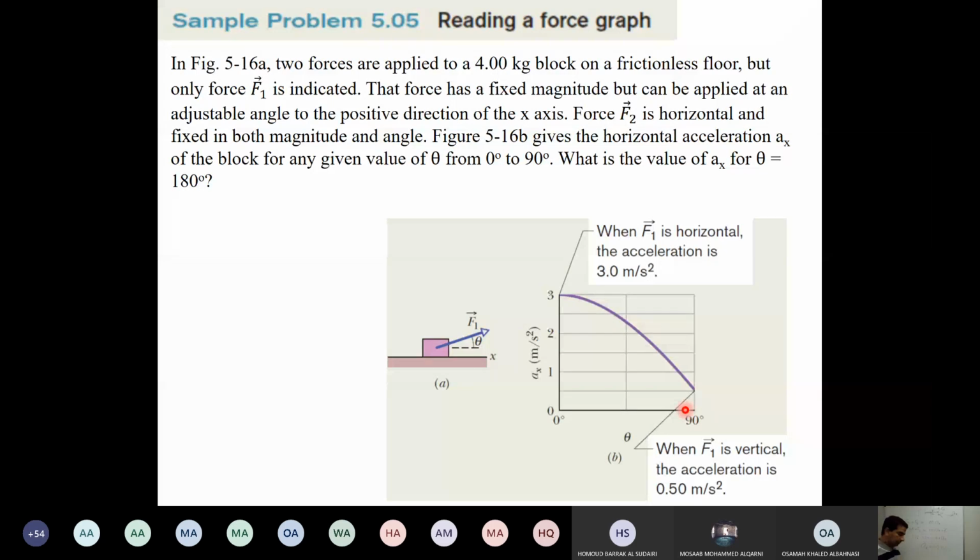Any question here? Doctor, it's minus 10 because the cosine of 180 is minus 1, right? Cosine 180, yes. Okay. Again, thank you.